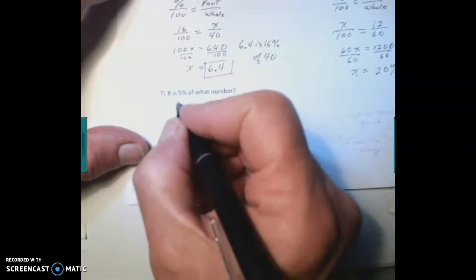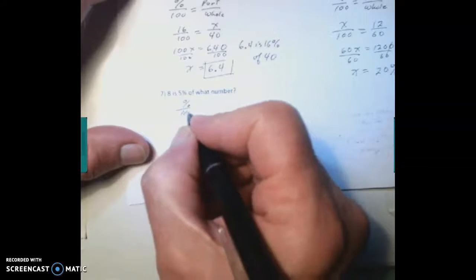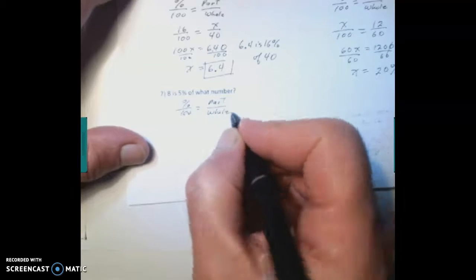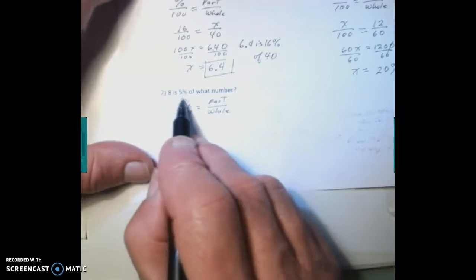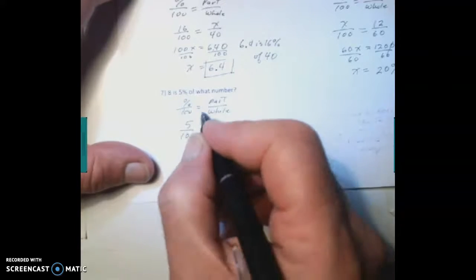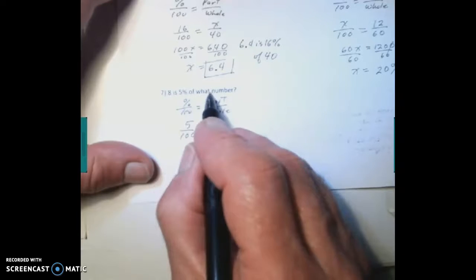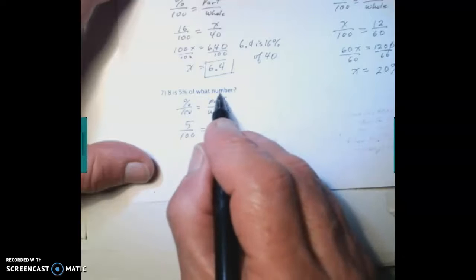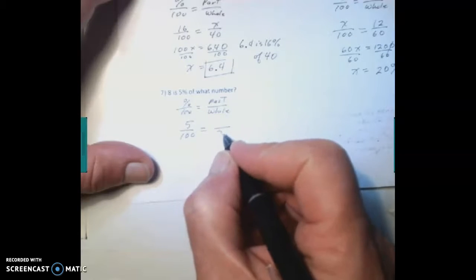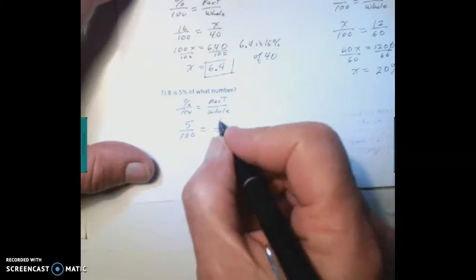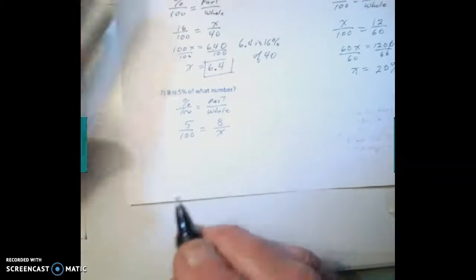Okay? And then number 7. 8 is 5% of what number? Again, percent over 100 is equal to the part over the whole. Look for the percent first. It's got the percent sign. 5 out of 100, 5%. Of what number? The part that comes after the of is what number? That's what we're looking for. That's the whole amount. In place of the whole, we will put the x. And then the number that is left is the 8. That is the part.